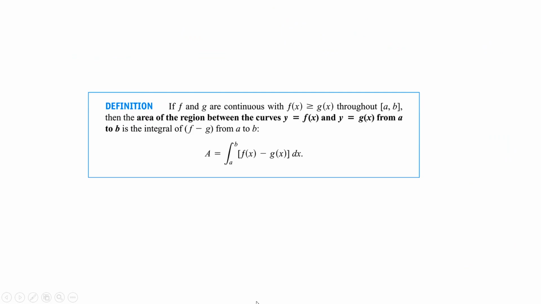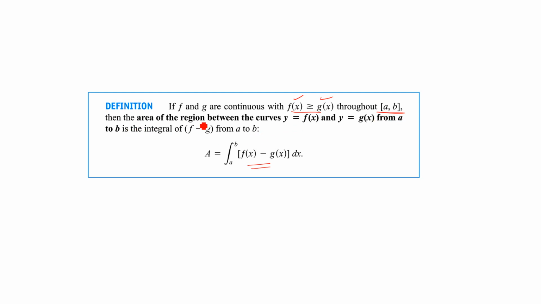So formally we can write it as: if f and g are continuous with f(x) greater than or equal to g(x), this is important, then we can write this order. If g(x) is greater than f(x), then the order will be reversed. So if f and g are continuous with f(x) greater than or equal to g(x) throughout the interval ab, this is also important, this relation must hold throughout the interval. Otherwise, we will have to break it into pieces.